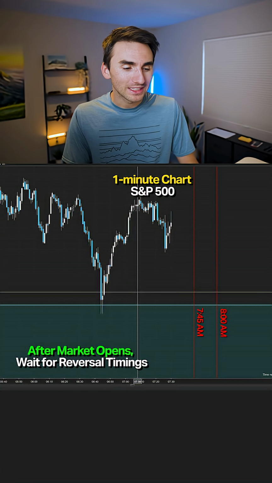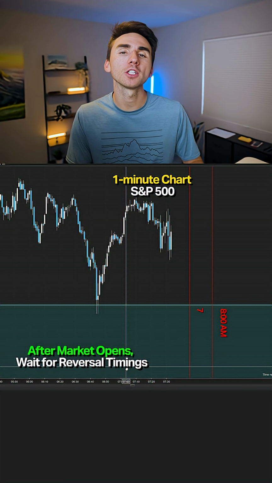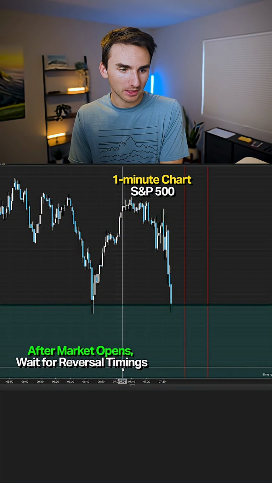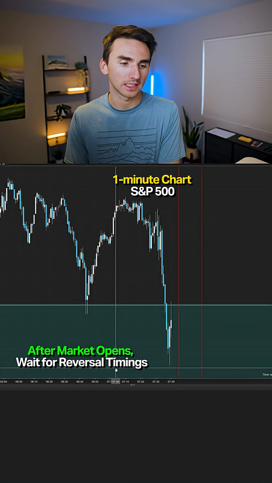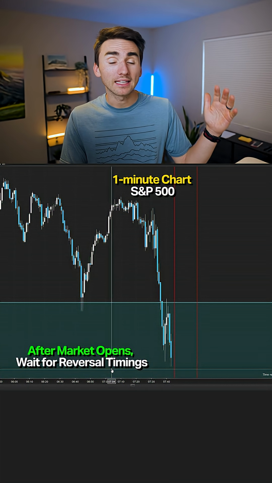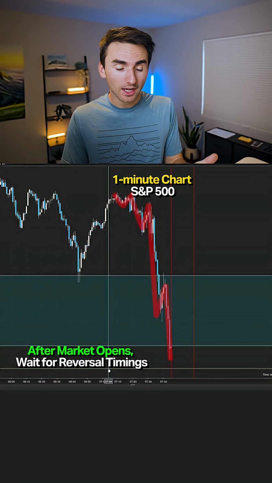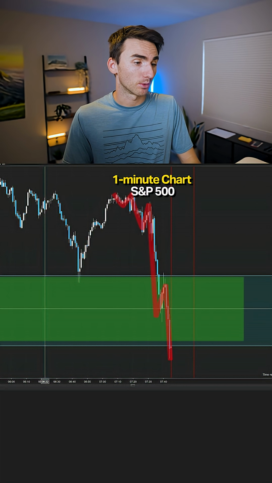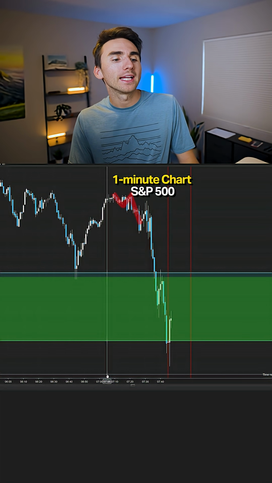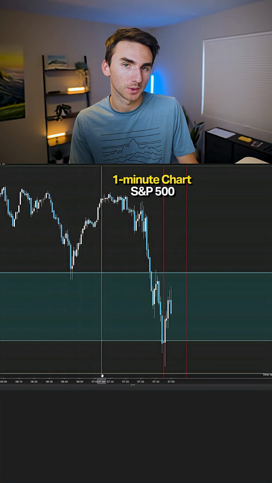Once the market opens at 7:30, I watch to see the price movement of those first 15 minutes. Does the market make a flush up or a flush down into one of my support zones, as well as one of those reversal timings?